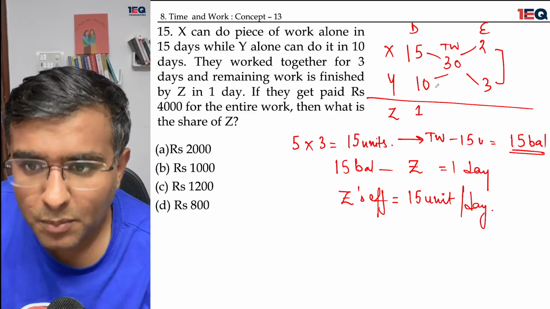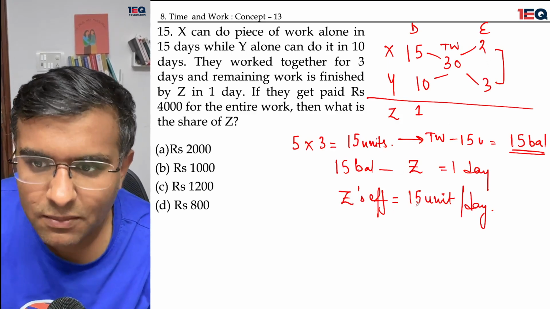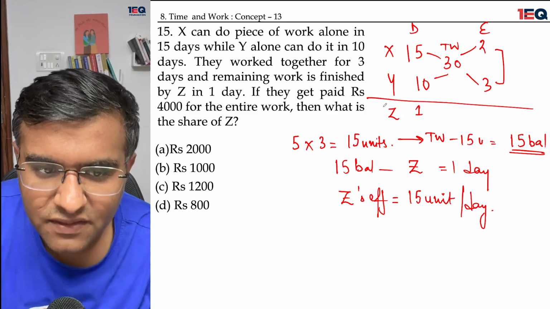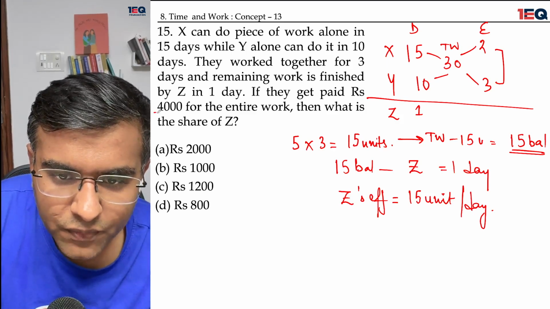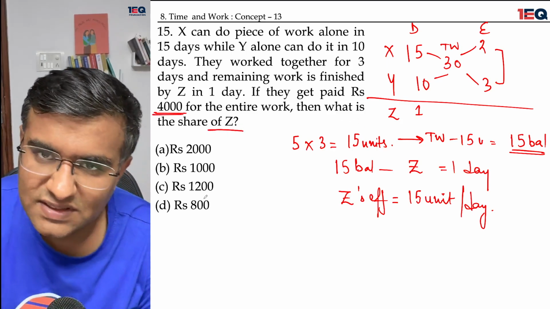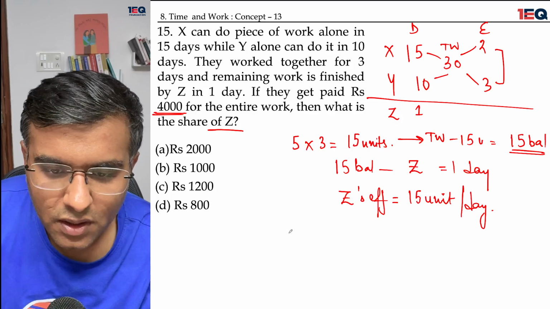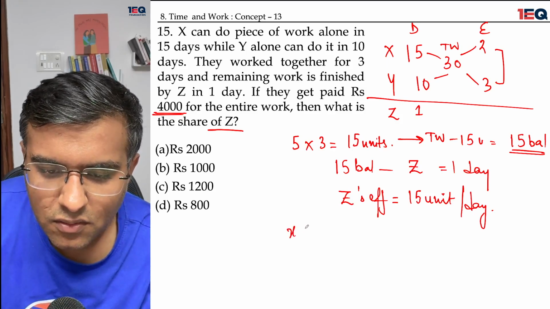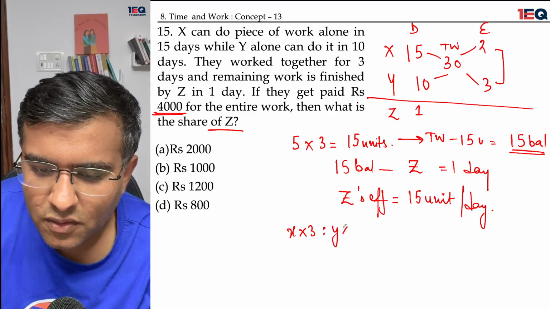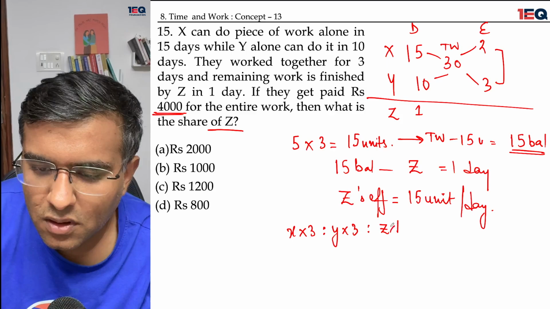Meanwhile, X and Y were contributing 2 units per day and 3 units per day. But when Z came into the picture, he did 15 units of work in 1 day. Now the question is, if they are paid 4,000 rupees for the entire work, then what is the share of Z? There are 3 people who have worked. X has worked for 3 days, Y has worked for 3 days, and Z has worked for 1 day.